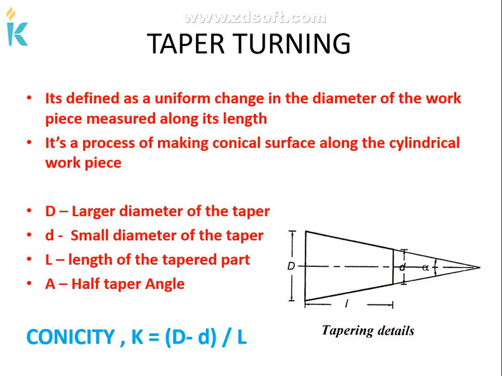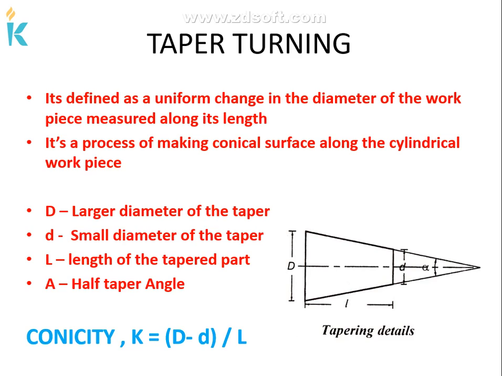It is the process of making the conical surface along the cylindrical workpiece, as the diagram is shown below. In this diagram, capital D is the larger diameter of the workpiece and small d is the smaller diameter of the taper, and L is the length of the tapered part, and A is the half taper angle.